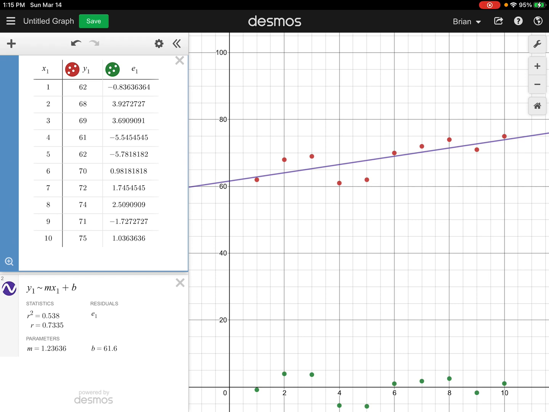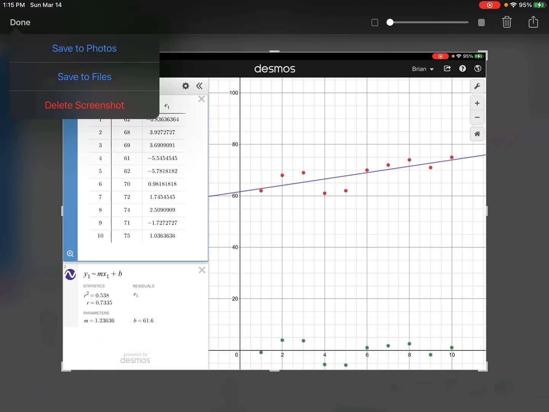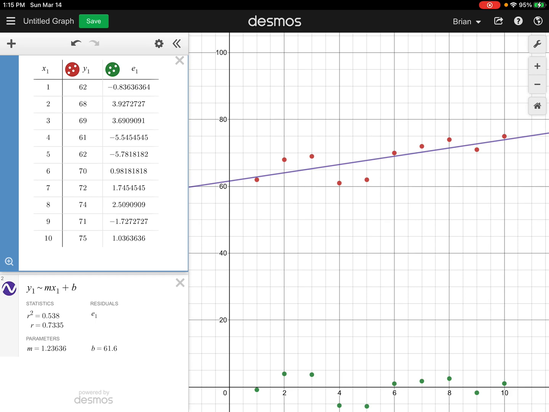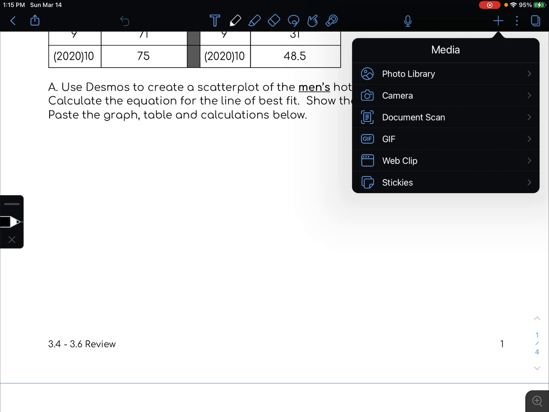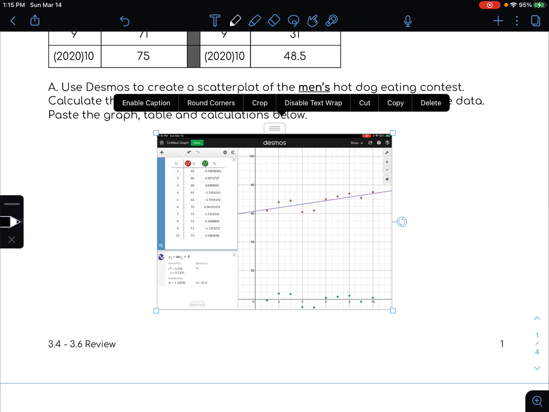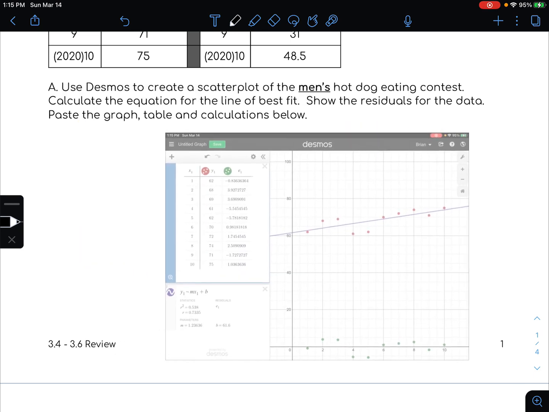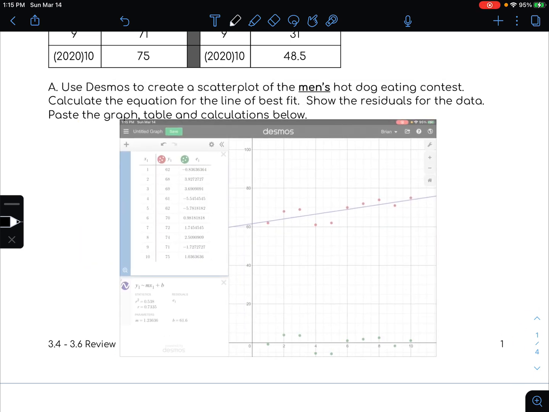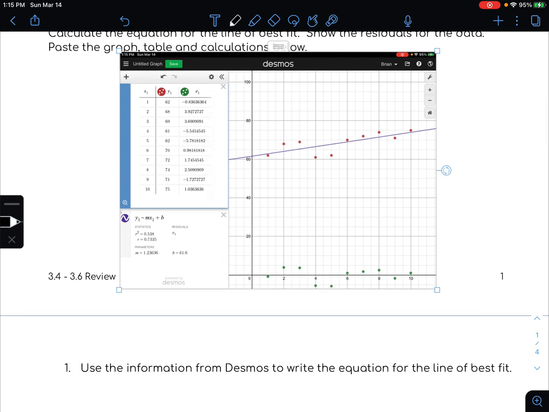But let's take a scatter plot screenshot of what we've got here. Drop that into our notes or our review here. And we're going to blow this up a little bit. All right, now I'm going to make a few notes on here. I'd like you to as well, if possible.